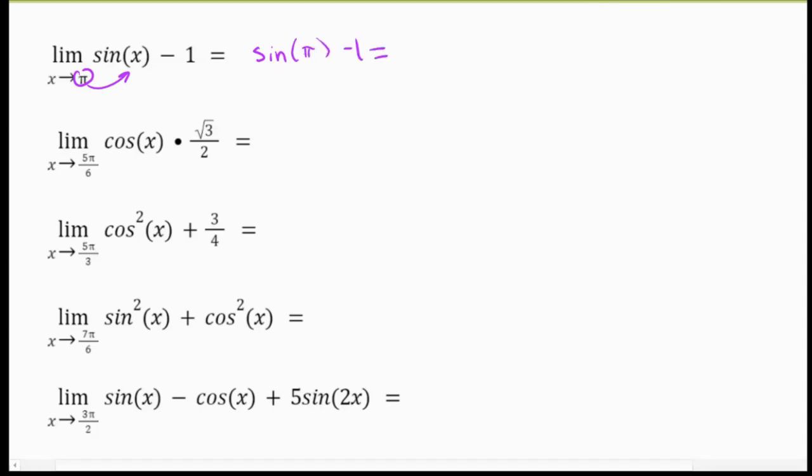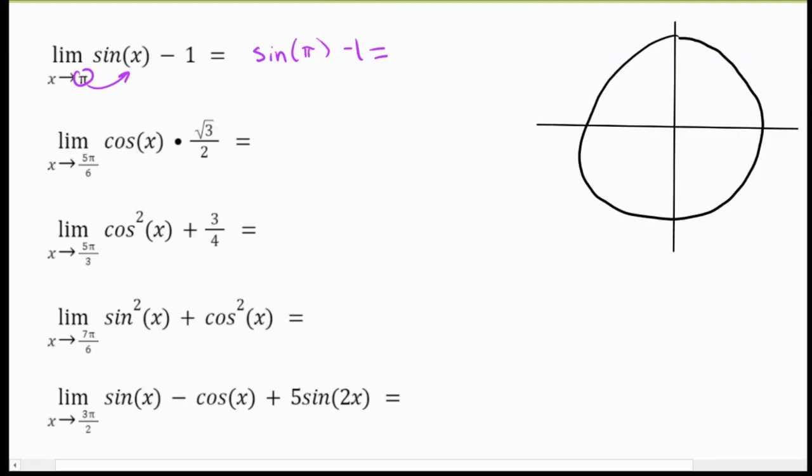So I'm really saying sine of pi minus 1. Now, if I think about the unit circle, I probably should have drawn this beforehand because I'm going to use this a lot. But here is my very generic, basic, beautiful unit circle. I know I'm talking about sine of pi. Pi is half of the circle. So I'm looking for the sine or the y value of this point here, which is just 0 because it's not going up or down. So sine of pi is just 0, and 0 minus 1 is negative 1. So that's the value of this first limit, negative 1.